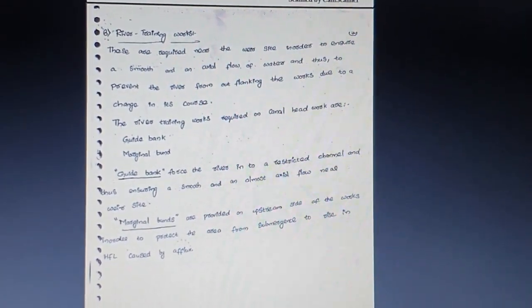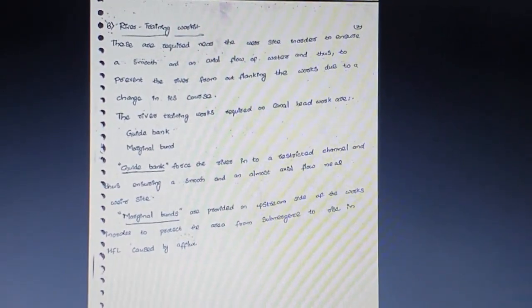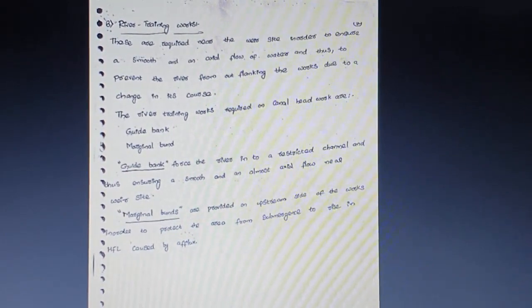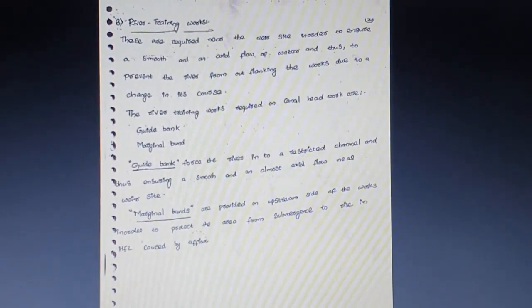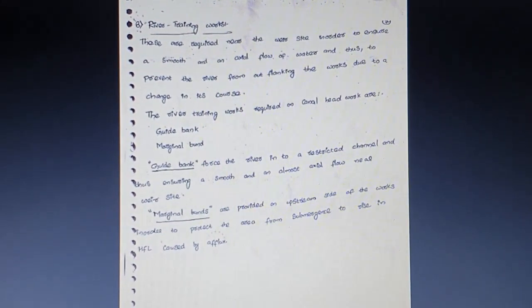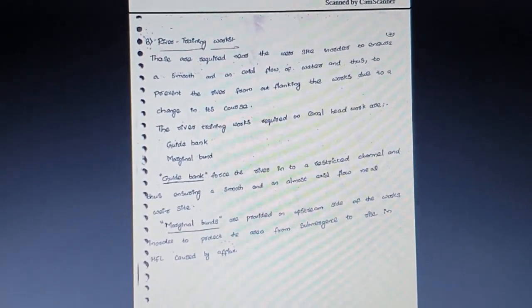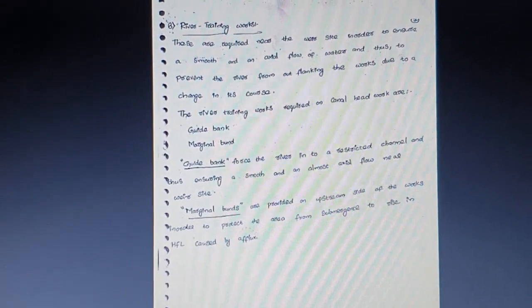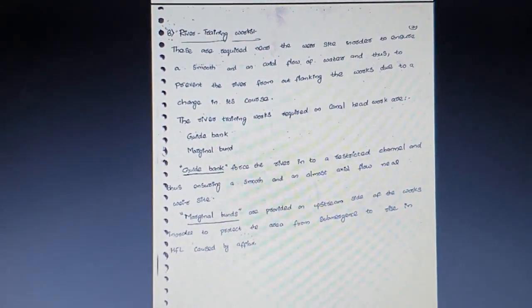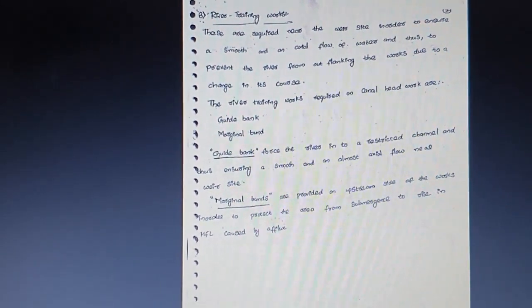Then the last component of the diversion head work is the river training works. It consists of two things: the marginal bund and the guide bank. The guide bank forces the river into a restricted channel, ensuring a smooth and axial flow of water. The marginal bund limits the area of submergence whenever you have a high flood level caused by the afflux. So the guide bank helps with the axial and smooth flow of water from the river to the canal section, and the marginal bund helps in protecting the area of submergence.